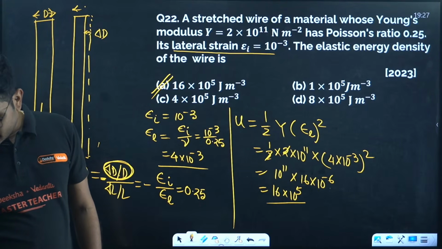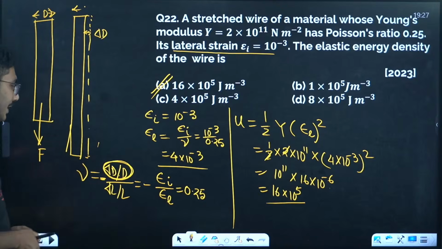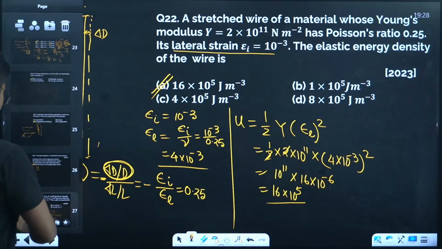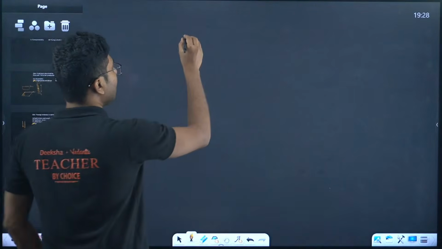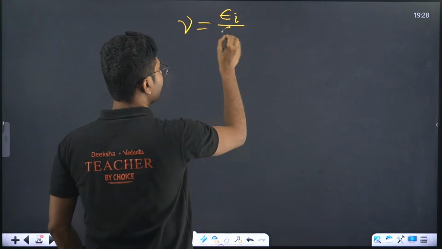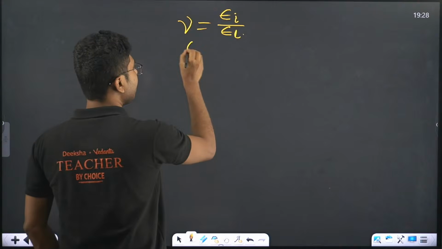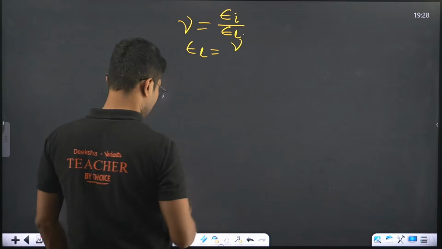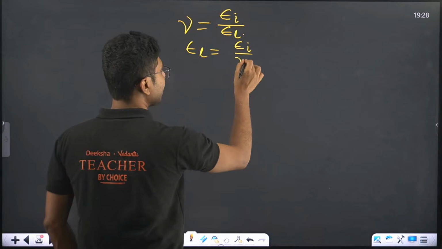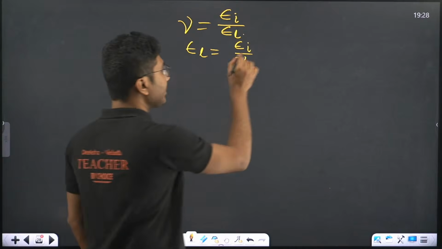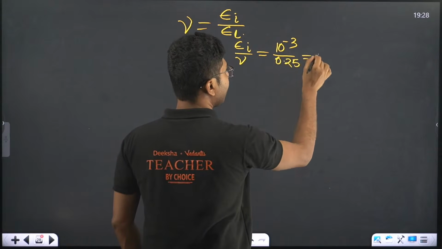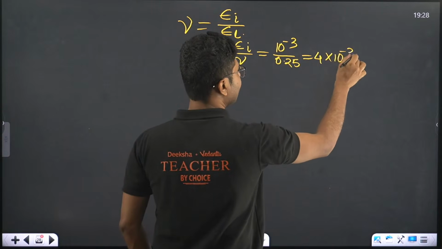What is it, sir? Explain it but simplify it. Okay, I have explained it in detail. If you want a simplified answer, let me do that as well. Simplification is that, remember Poisson ratio is given by lateral strain by longitudinal strain. So cross multiply, longitudinal strain will be lateral strain by Poisson ratio. Now these values are given in the question. This one is given 10 to the power of minus 3, this one is given 0.25, that is 4 into 10 to the power of minus 3.